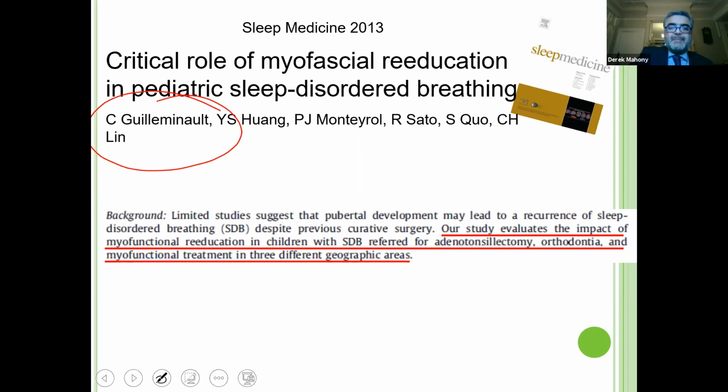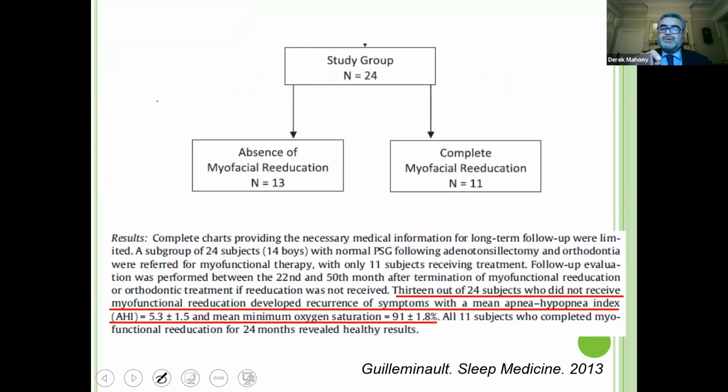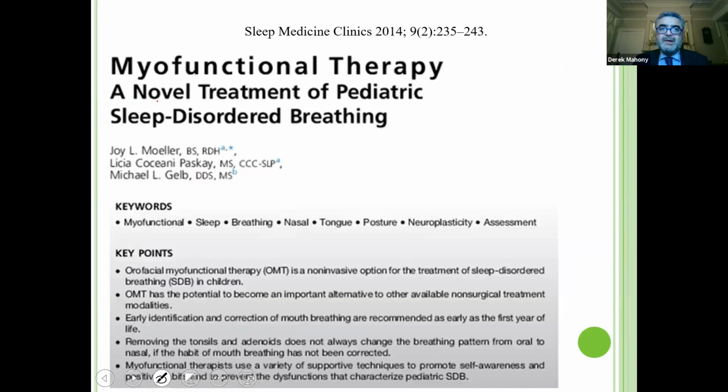He's the father of sleep medicine, Christian Guilleminault. He passed away 18 months ago. And what he was saying is that myofunctional therapy or re-education with children who had sleep disordered breathing was extremely important if you were going to get a complete reduction in their apneic index, et cetera, et cetera.